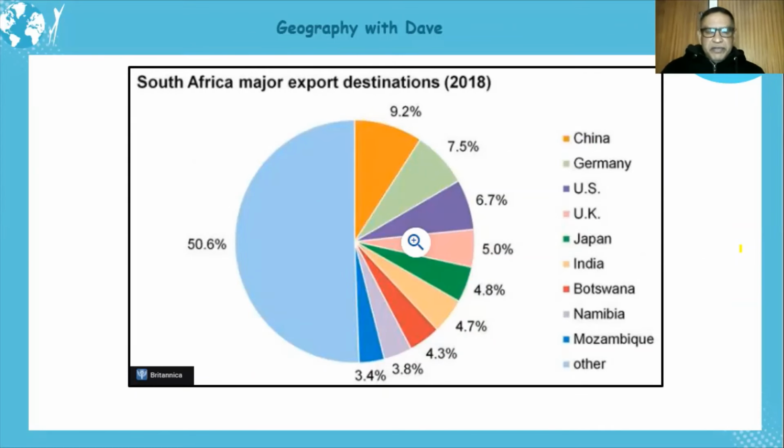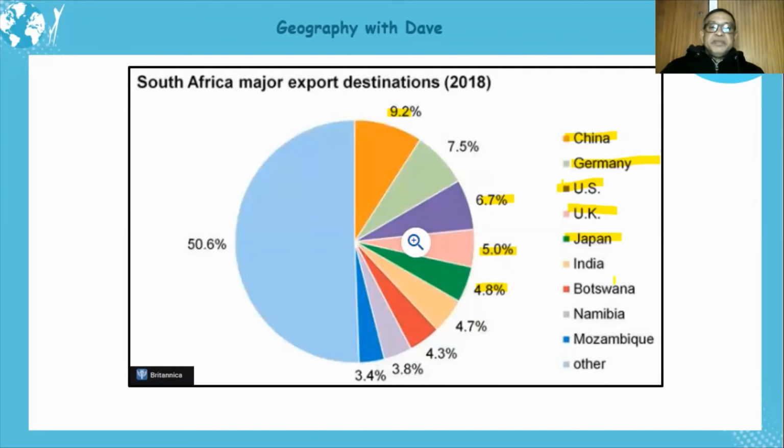When we look at this graph, it shows South Africa's major export destinations. It was a graph taken in 2018. And we're not in that bad shape. We can ask which country was the most exported to? You can see we're quite big with China, 9.2% to China, which is good. 7.5% to Germany, 6.7% to the United States. These are the major ones. So we can see 5% to the United Kingdom, Japan 4.8%. So we have quite a variety of large markets that we export to.